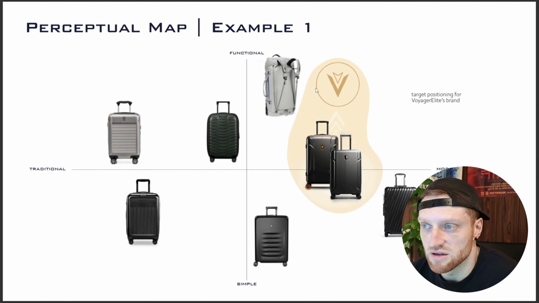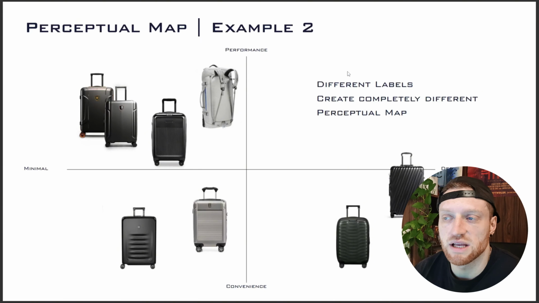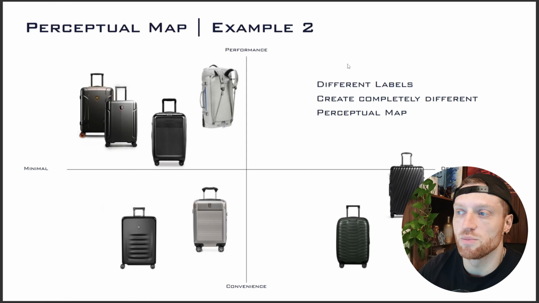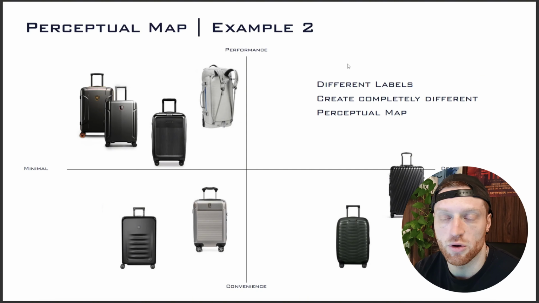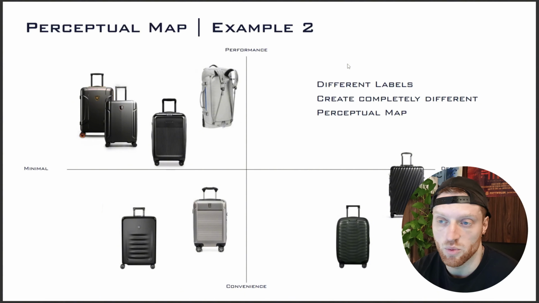It seems like there's a good gap here, but I also want to show you a second example where I used completely different labels. And with completely different labels, we create a completely different perceptual map. And I want to take this example to make this very clear.